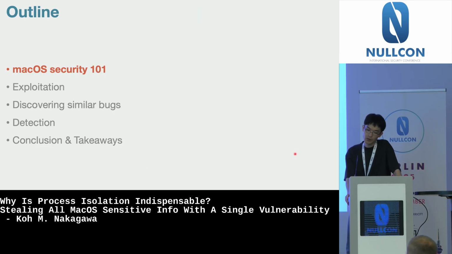Here's a quick overview of today's talk. First, I'll give you some background information to make sure we are on the same page. Then I'll explain how that one-line POC works, especially how it can dump the keychain, bypass TCC, and decrypt iOS apps. After that, I'll share some ideas for finding similar bugs and detecting exploitation attempts. Finally, I'll wrap things up with a conclusion and key takeaways.